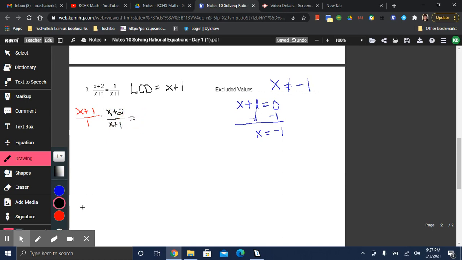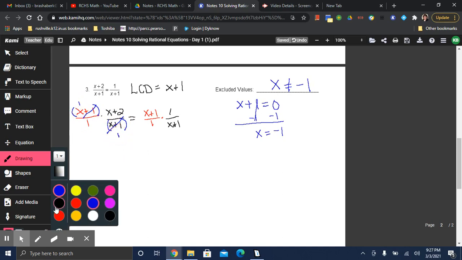Then I have an equal sign. I want to write my common denominator again, x plus 1 over 1. Multiply that by my second term, which is 1 over x plus 1. Now, notice that for these, I have to cancel everything because the x plus 1 is connected. So if I put it in parentheses, that'll help me see it. So I can cancel the entire parentheses, leaving a 1. 1 times x plus 2 just leaves me with x plus 2. All right, then I have my equal sign.